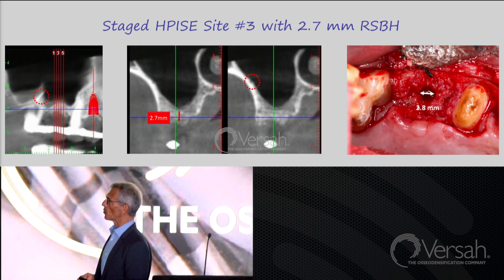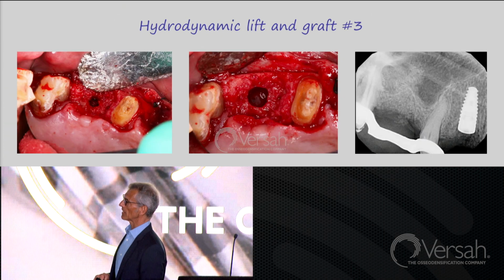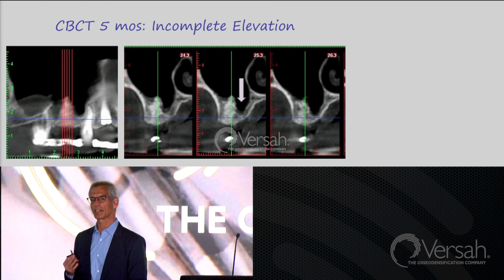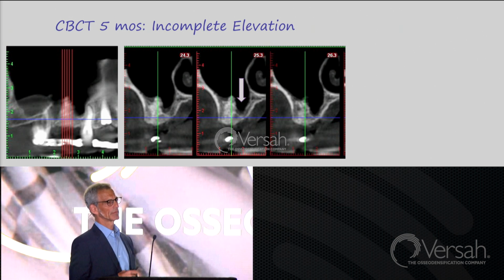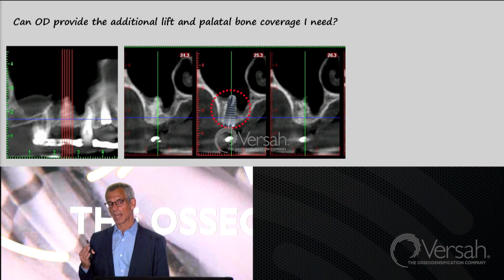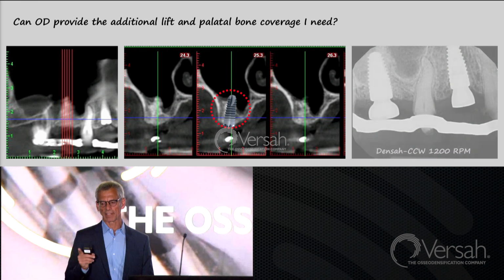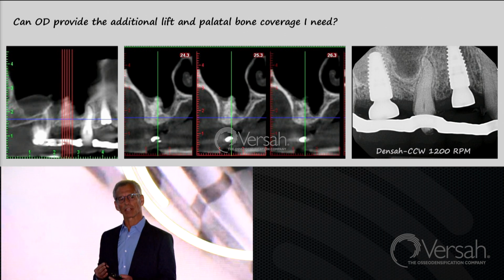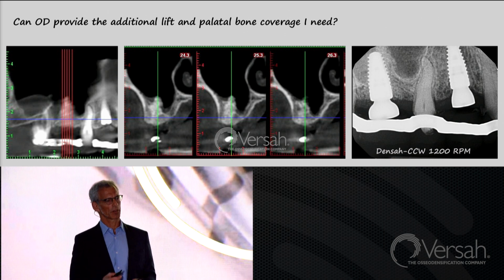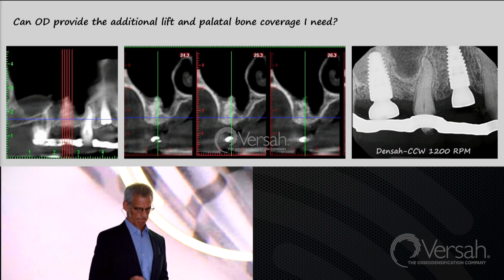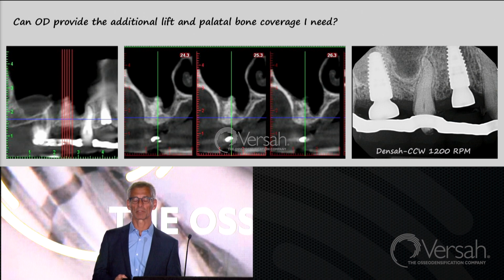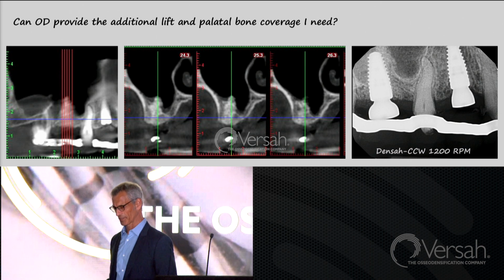Hydrodynamic elevation, 2.8 millimeter diameter osteotomy. I elevate the sinus, widen my osteotomy. There's the lift. So what I have is an incomplete elevation. Can osseodensification provide the additional lift and the palatal bone coverage I need? Because if I do extraction drilling, my implant ends up with no bone on its palatal aspect. Counterclockwise, I insert the implant. I don't insert the implant counterclockwise, but my drills I use counterclockwise.